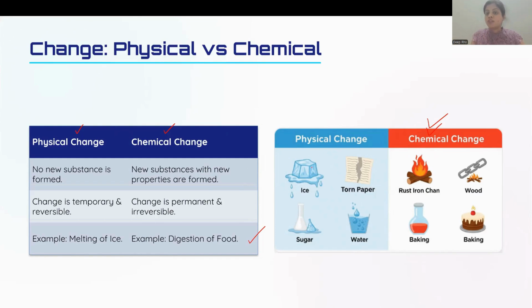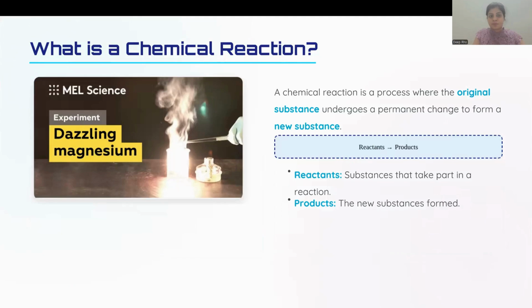If the substance changes only its physical form, then we can say it is a physical change. If there is a change in the chemical components too, or entirely new substances form, that is a chemical change. Now, next, what is a chemical reaction? In this chapter, we will concentrate on the chemical changes, which we call chemical reactions.